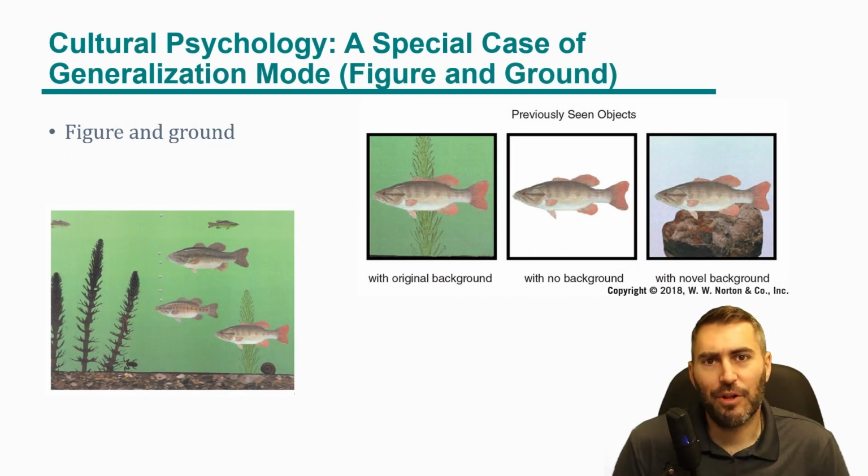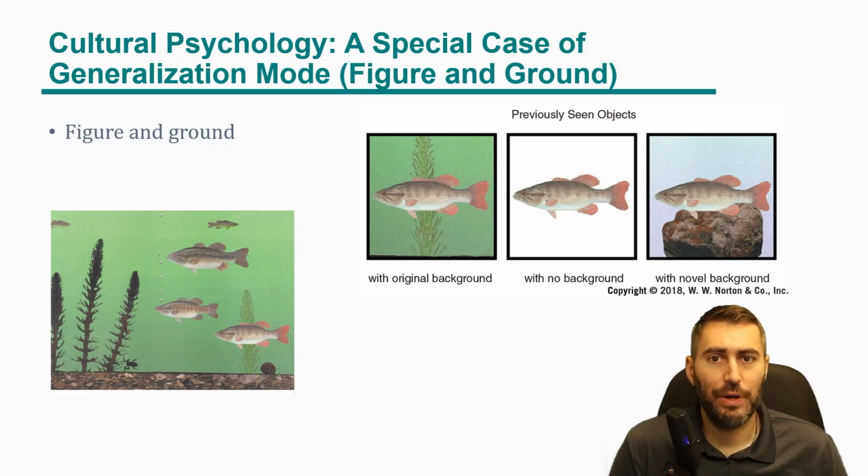Next, let's look at the example on figure and ground. So here with figure and ground, when you look at the picture on the left, what do you notice first? Most North Americans tend to notice the three large fish, referred to as the figure in the picture, but as you study the image further, you might notice other things, such as the plants, smaller fish, or water. These things are referred to as the ground. When researchers Masuda and Nisbett showed this image to Japanese college students, most of them tended to comment on the background, or the ground, first and the figure later.